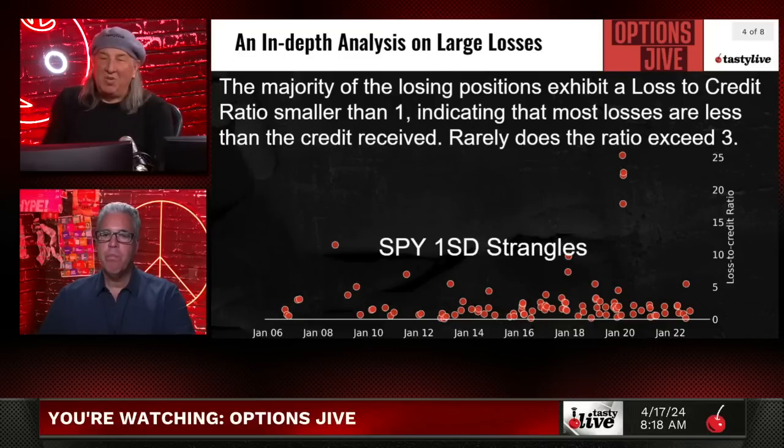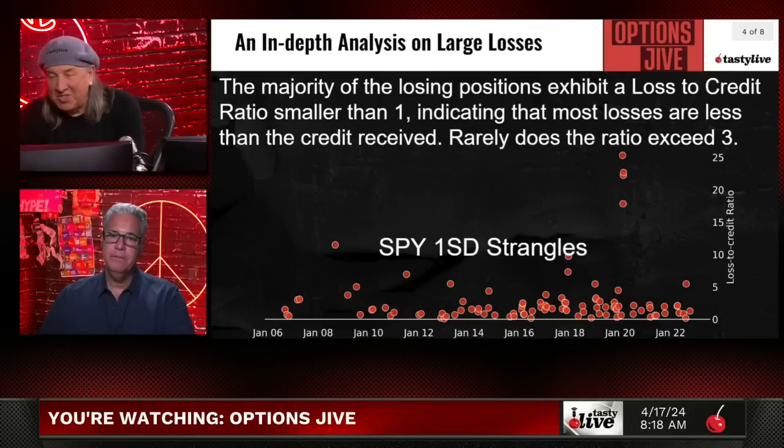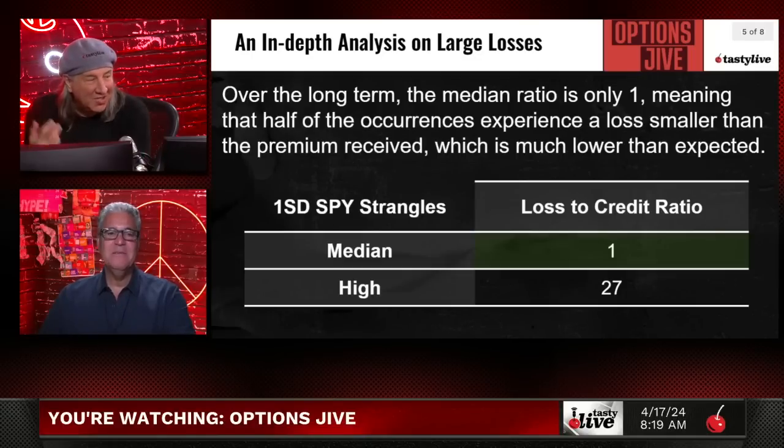So that means in most one standard deviation strangles, when you lose, the majority of the losses are less than the credit you receive. There are going to be some outliers, but generally speaking, most of your losses are inside a ratio of 1. And those are the ones you'll never remember. The other ones at the top of the page are the ones you'll always remember. And if you manage early, you get rid of most of this stuff.